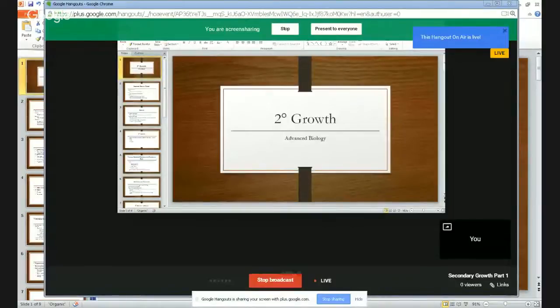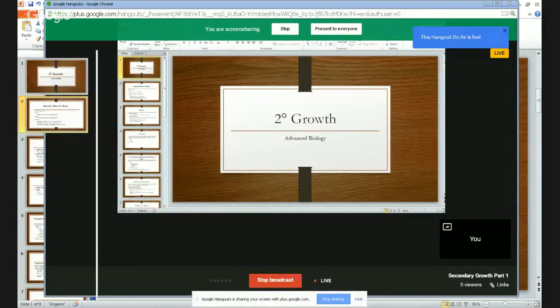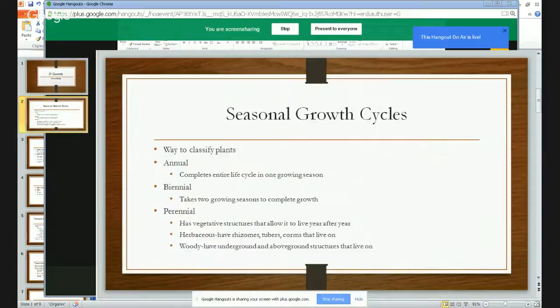Going to talk about secondary growth now. A while ago we did the primary growth, but now we're going to do the secondary growth. Before we hit that, though, we're going to talk a little bit about some of the seasonal growth cycles. I'm fairly certain you're familiar with these, but they're just another way to classify plants.